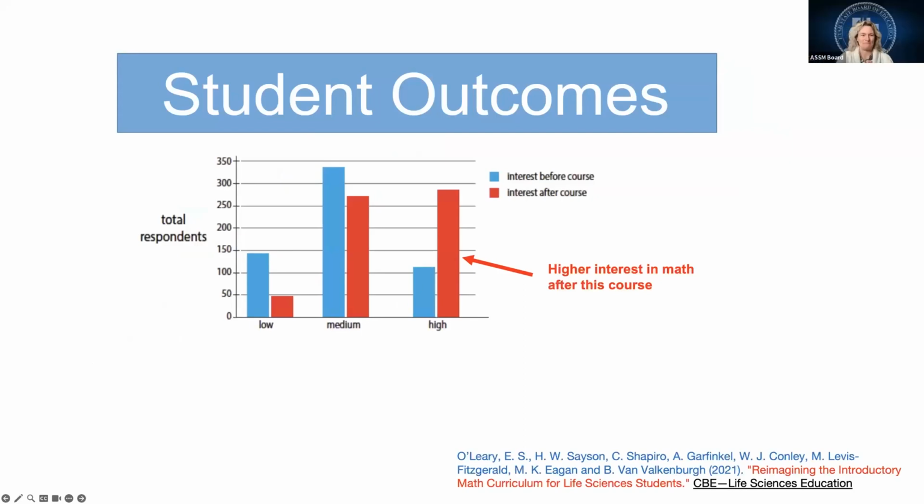I will. So we had a wonderful educational specialists group follow our class and do evaluations and follow-ups. This is what they found. Number one, our students had a much higher interest in math after this course than before.